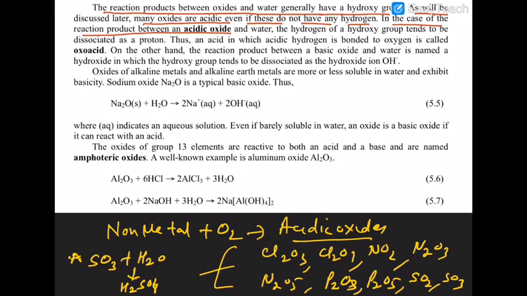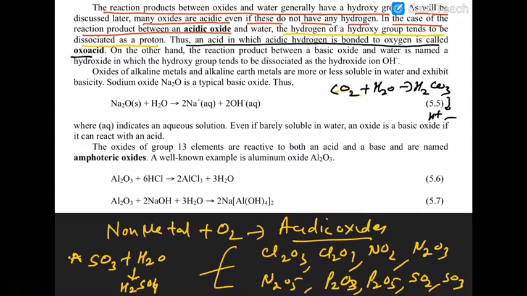So the hydrogen of the hydroxy group tends to be dissociated as protons. I told you already that if you take CO2 dissolved in water, it will give you carbonic acid, which will give you what? Which will give you H plus. So these substances are what? When dissolved in water, they produce what? Oxyacids.